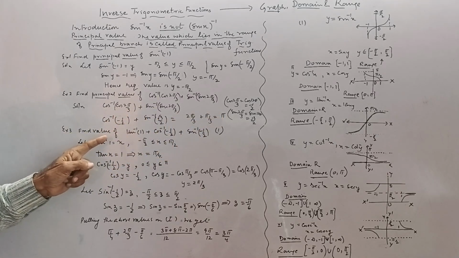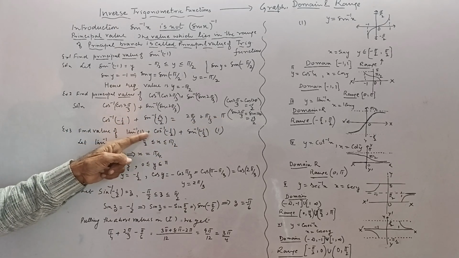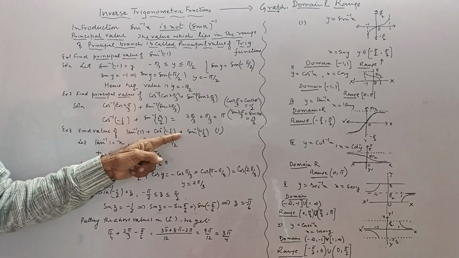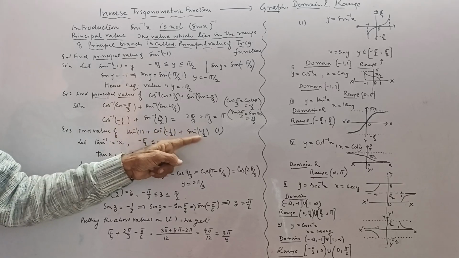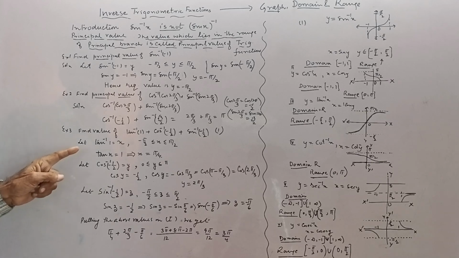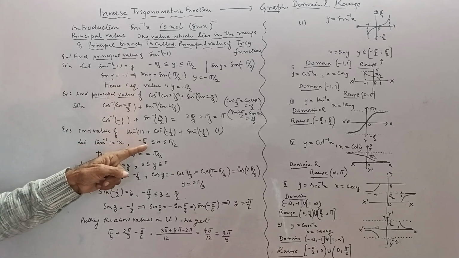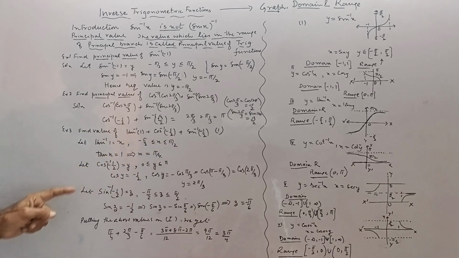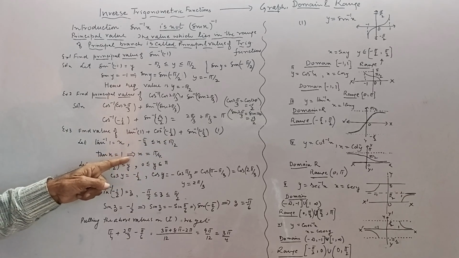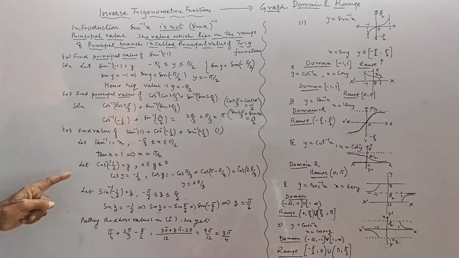Example 3. Find value of tangent inverse 1 plus cos inverse minus 1 by 2 plus sine inverse minus 1 by 2. Case number 1. Let tangent inverse 1 is equal to x, minus pi by 2 less than equal to x less than equal to pi by 2. Tangent x is equal to 1 implies x is equal to pi by 4.